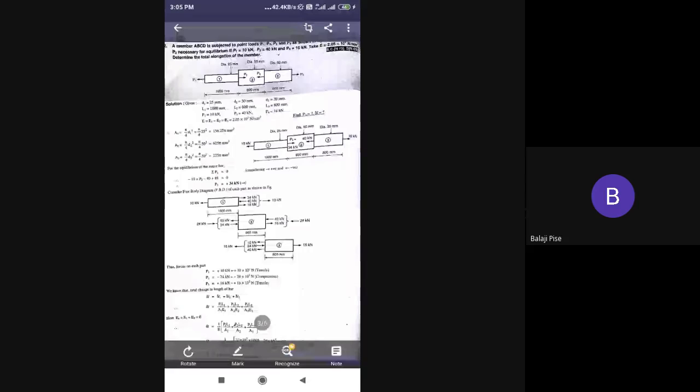Diameter is given 25 mm, 50 mm. So with the help of this diameter, calculate A1, A2, A3. Put the value of P1, P2, P3. Put the numerical values. Take section 1, 2, 3. Calculate P1, P2, P3 and find the delta L. Write down the final solution. Delta L is equal to plus 0.15, sorry, 0.1519 mm elongation.